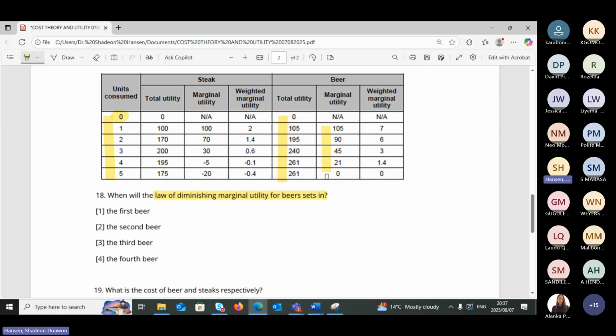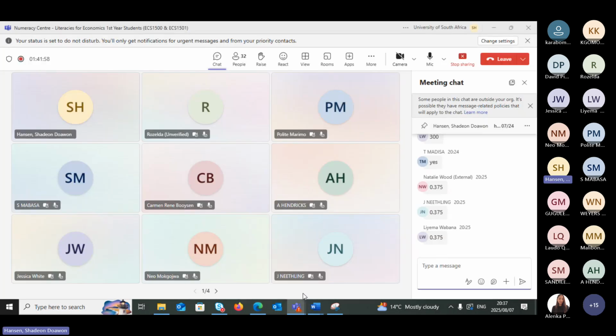Do you see that? So the marginal utility at the first beer was 105. But when he consumed the second beer, that is where marginal utility decreased. Are we together, students? That is where marginal utility started to decrease, from the first beer to the second beer.